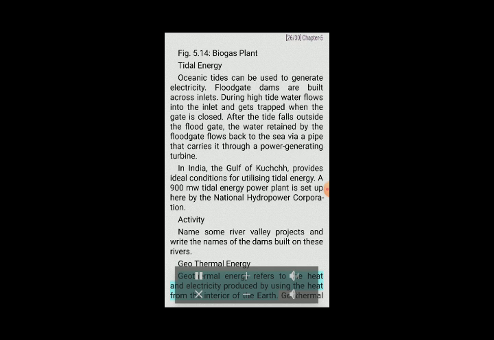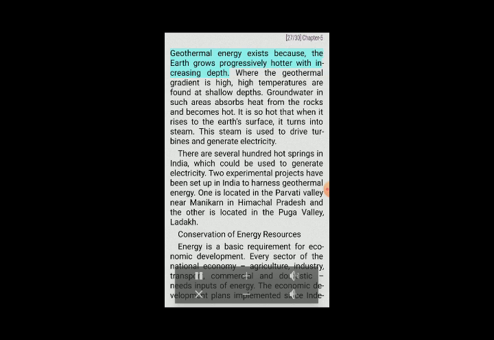Geothermal energy. Geothermal energy refers to the heat and electricity produced by using the heat from the interior of the earth. Geothermal energy exists because the earth grows progressively hotter with increasing depth. Where the geothermal gradient is high, high temperatures are found at shallow depths. Groundwater in such areas absorbs heat from the rocks and becomes hot. It is so hot that when it rises to the earth's surface, it turns into steam. This steam is used to drive turbines and generate electricity.